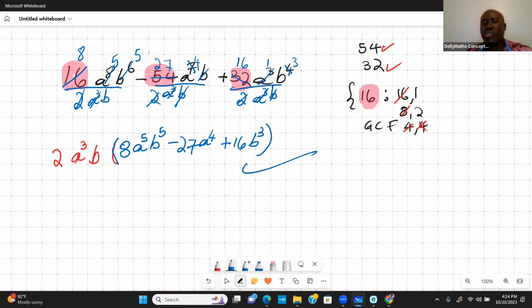Remember, when you're choosing what number works for the coefficients, take a quick look at the lowest or the smallest number, find all the factors for it, and then start to eliminate from greatest. Which one would have divided evenly into the other numbers? All right? And the largest one that does it wins.